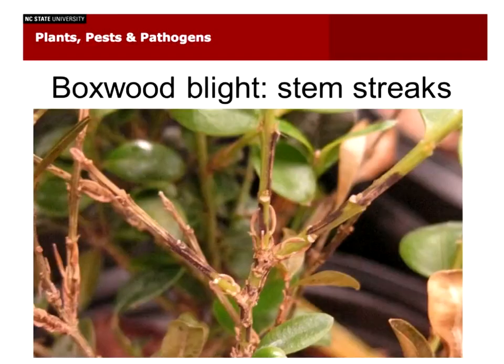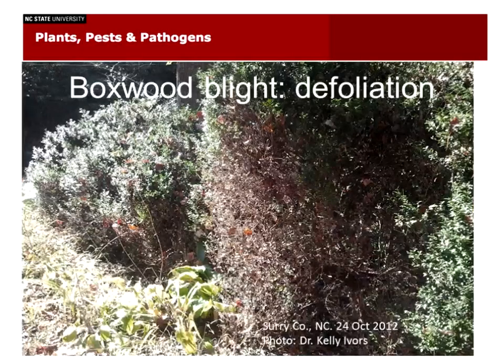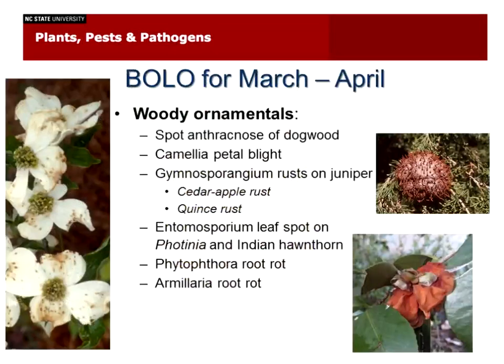We've talked about this before: the dark leaf spots, the dark streaks on green twigs, and defoliation are your main symptoms that lead you to consider boxwood blight as a possibility. If you think so, please do send it to us so that we can confirm that.